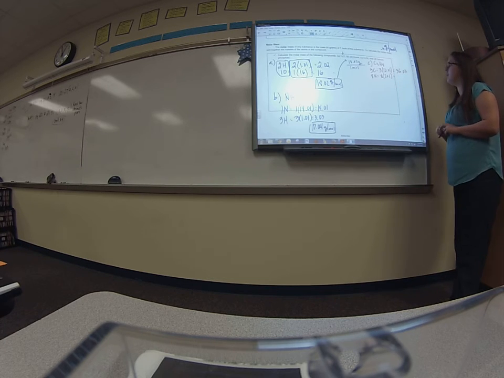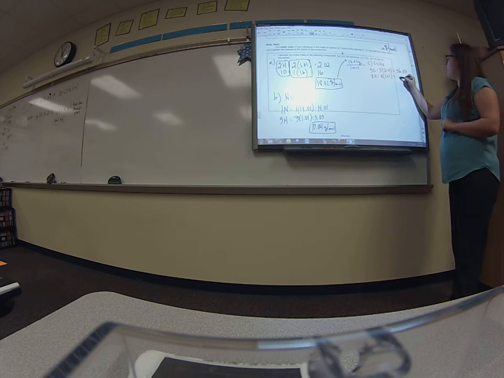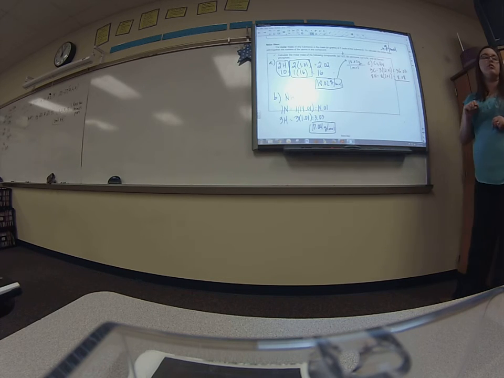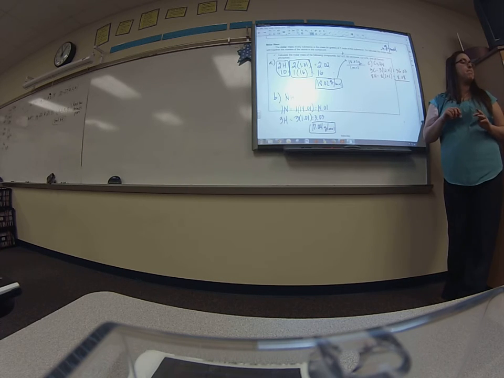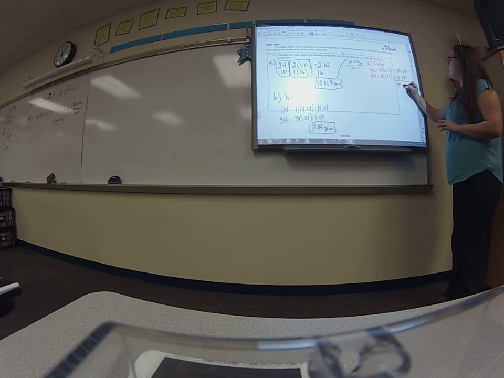36.3. I mean, 3. 0.3. And then 8 times 1.01, 8.0. So when you add those together, what's the total molar mass? 44.11. 44 point, you said 11? I think so. Okay. And then the unit is grams per mole. Very good.